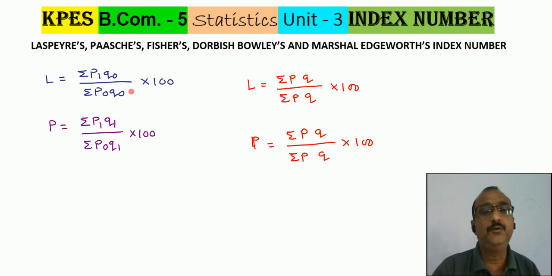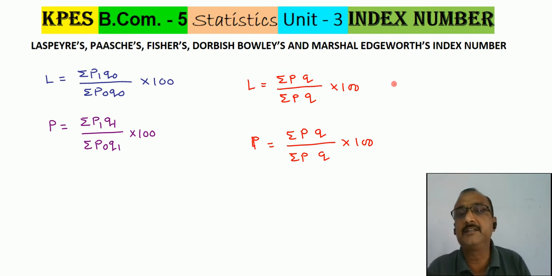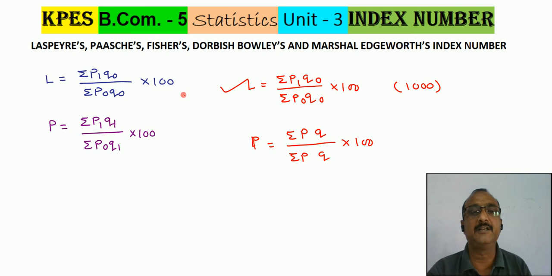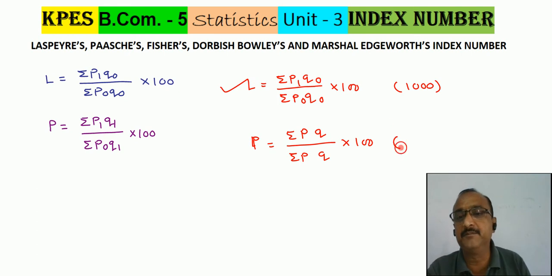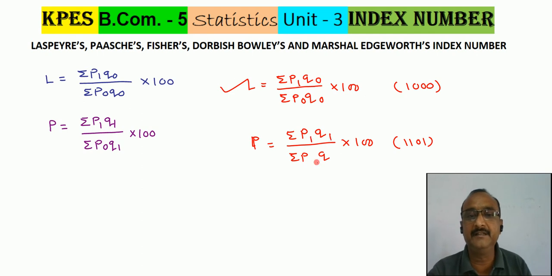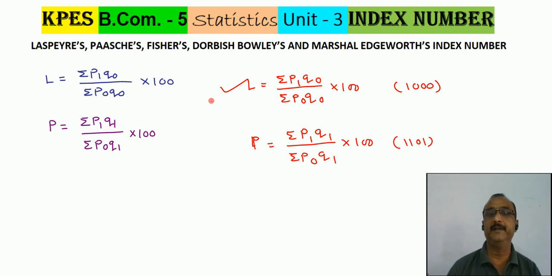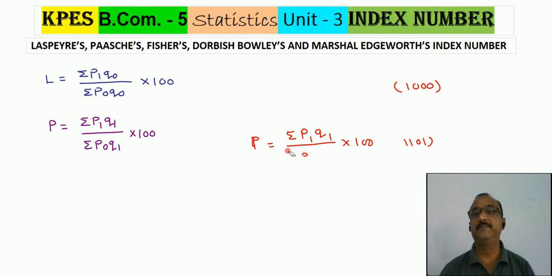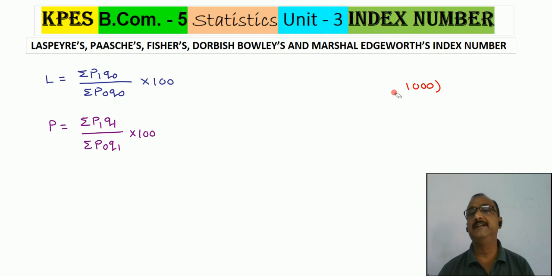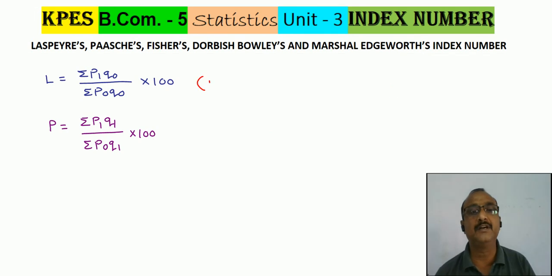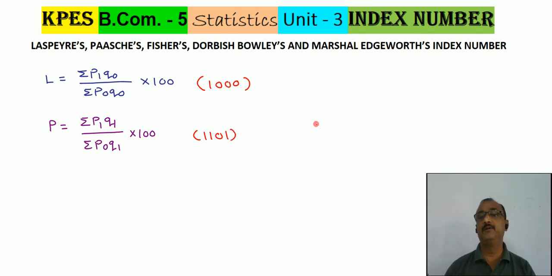Now, remember one number for Laspeyres, that is 1000. Putting 1000 here, 1, 0, 0, 0, and we get our formula of Laspeyres. Similarly, one magical number for Paasche is 1101. Putting 1101 here, 1, 1, 0, 1, we will get our formula. Remember the numbers for Laspeyres and Paasche respectively: 1000 and 1101. The number is important.